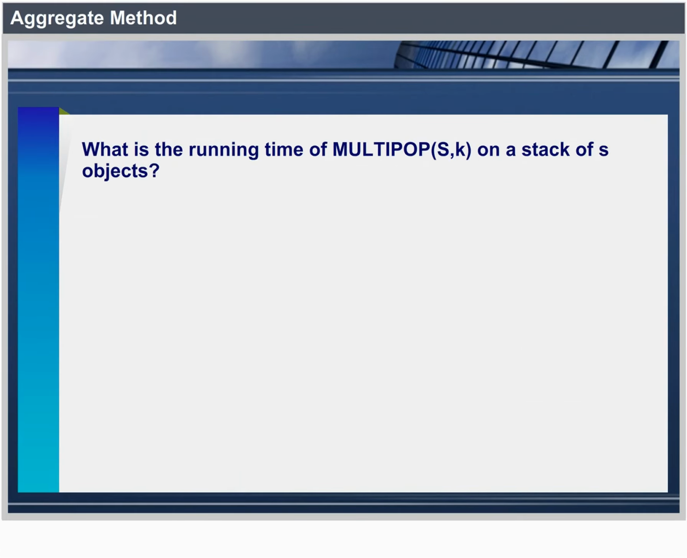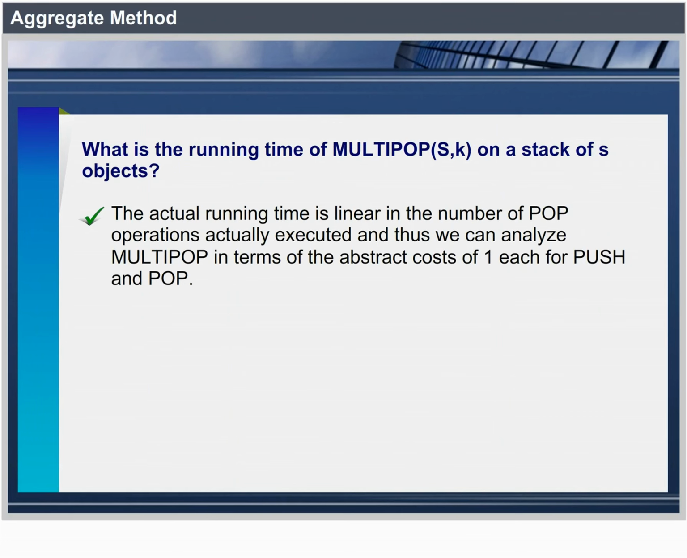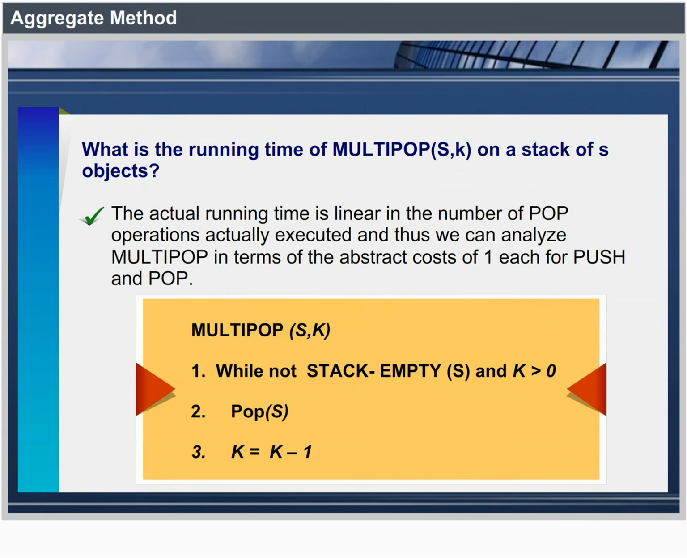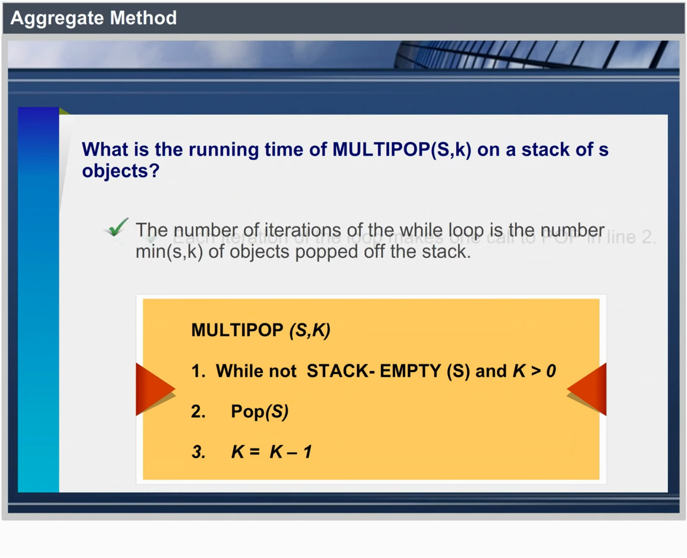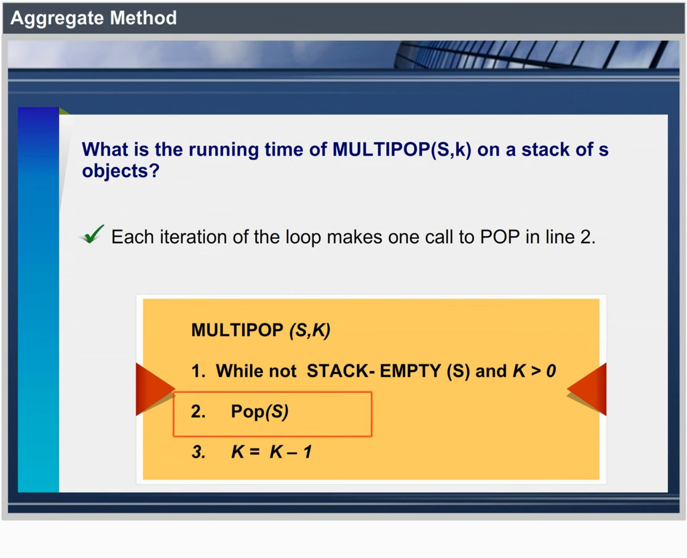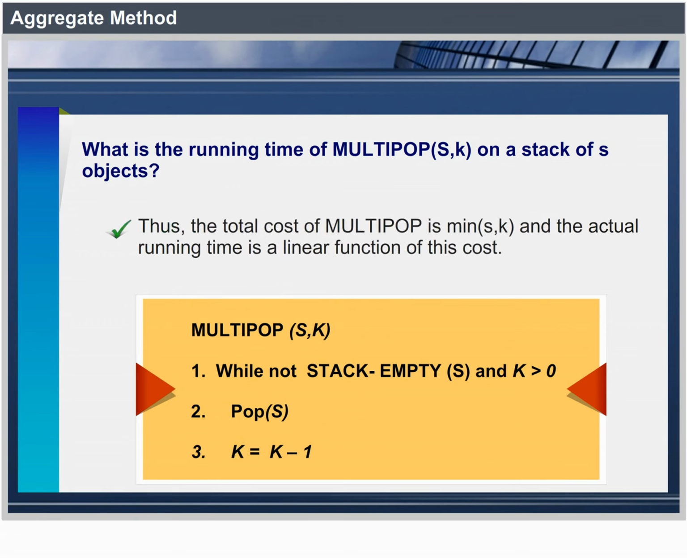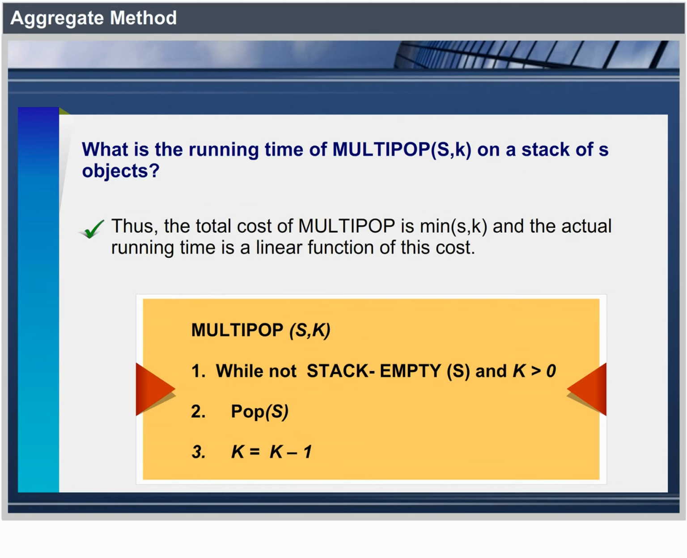What is the running time of multipop of S, k on a stack of s objects? The actual running time is linear in the number of pop operations actually executed, and thus we can analyze multipop in terms of the abstract costs of 1 each for push and pop. The number of iterations of the while loop is the number min of s, k of objects popped off the stack. Each iteration of the loop makes one call to pop in line 2. Thus, the total cost of multipop is min of s, k, and the actual running time is a linear function of this cost.